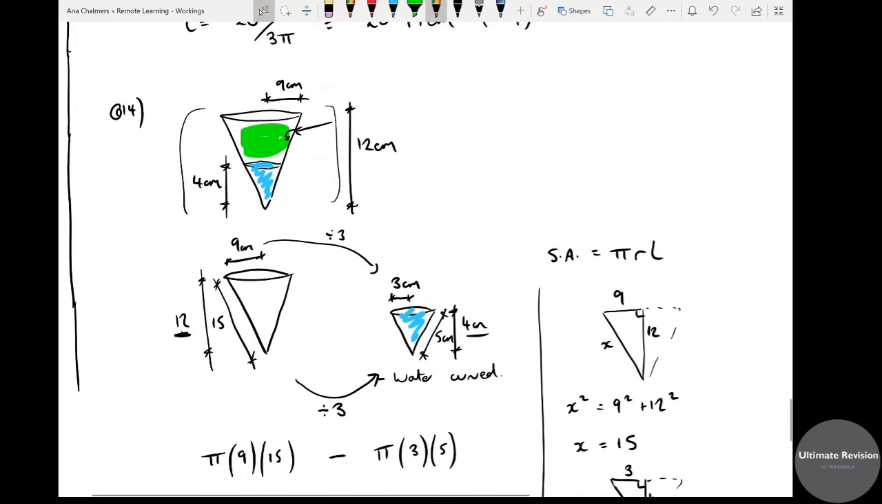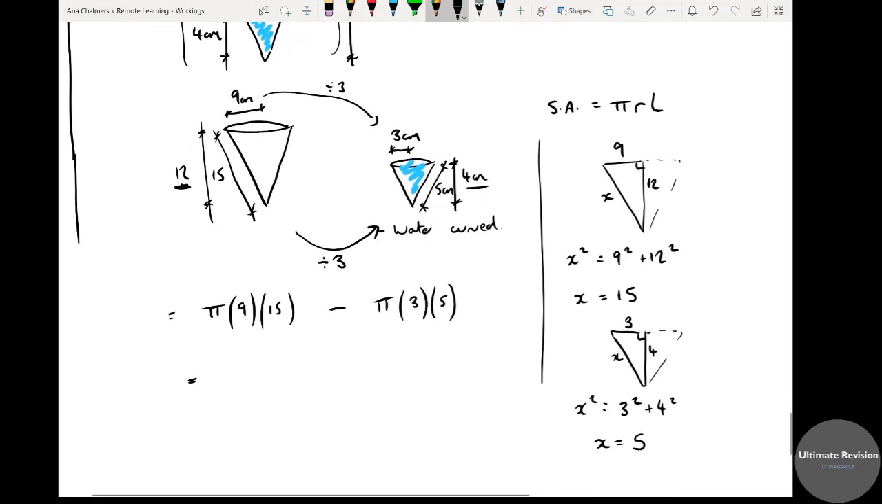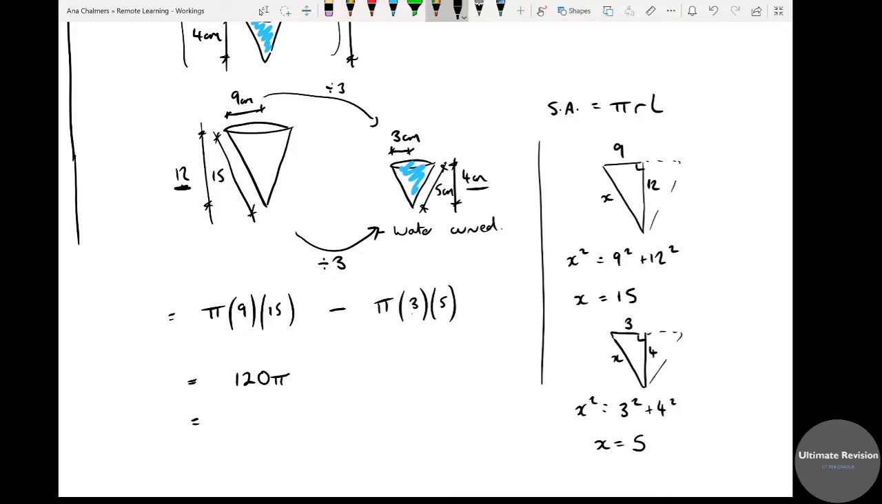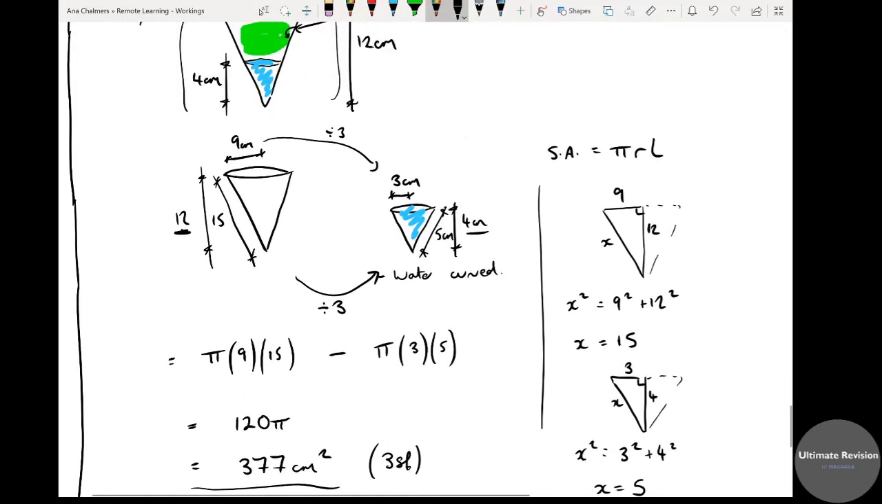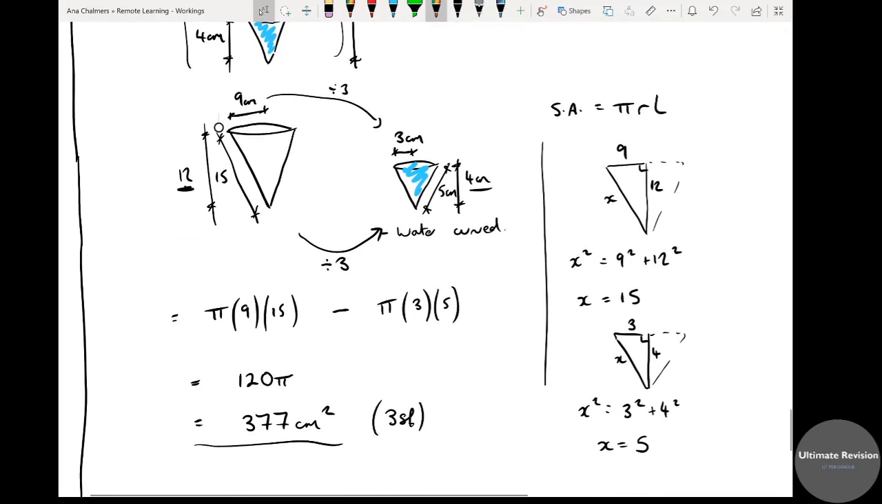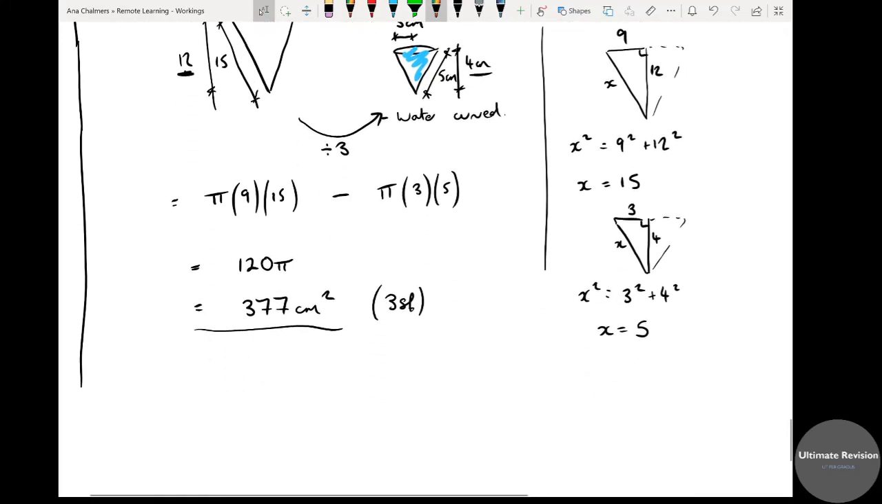Okay. Now, if you put that into your calculator, you get an answer of 120 pi, which is equal to 377 centimeters squared to 3 significant figures. Okay, those two questions, particularly question 14, are quite tricky. Do take some time to have a look through that again, and it would be worth writing that down as notes as an example question.